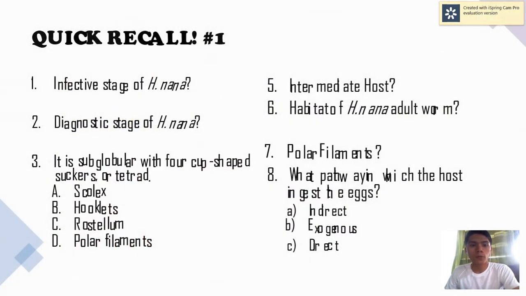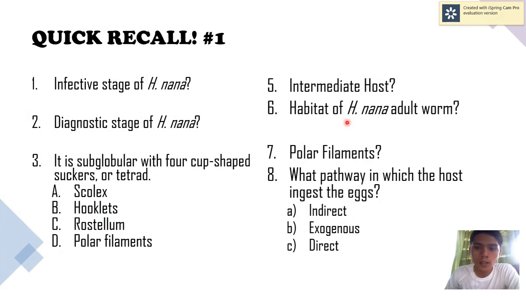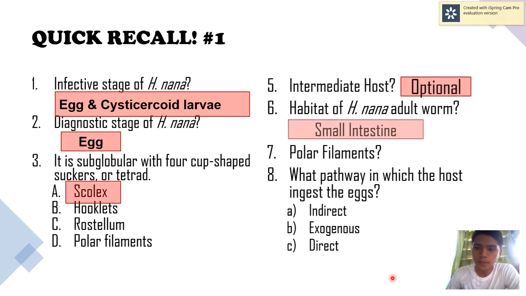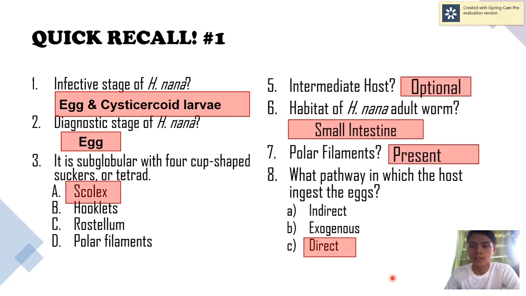Now, a quick recall: the infective stage of H. nana. You can pause for a while and then answer. This is the answer for number 1. Okay. Next.